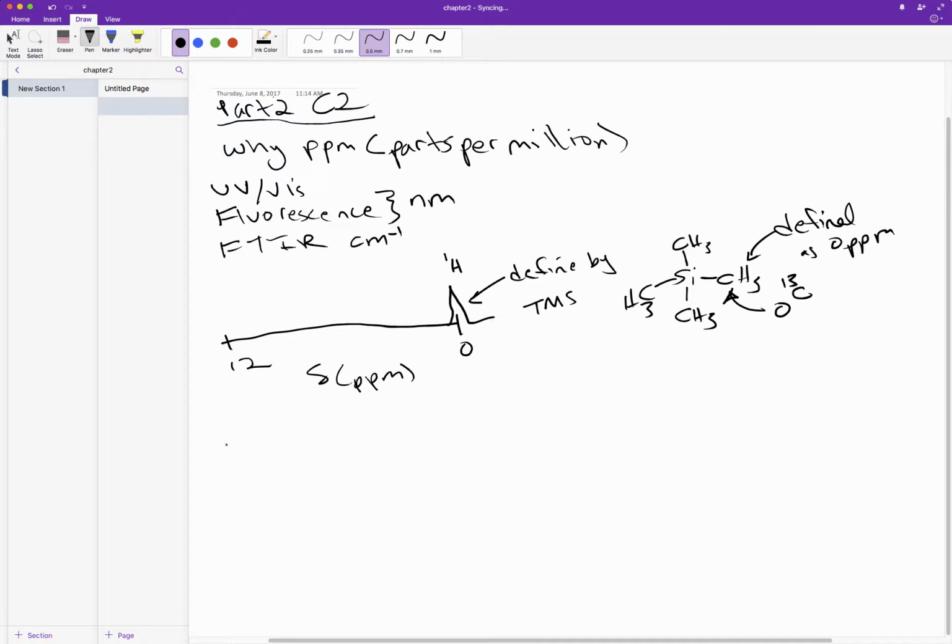And the reason is, if you go into an NMR room, you may see a 400 megahertz NMR or a 500 megahertz NMR. Those are common in organic chemistry situations. But these are what I call the nominal frequency. It's not really the true frequency. It's just basically the approximate frequency.